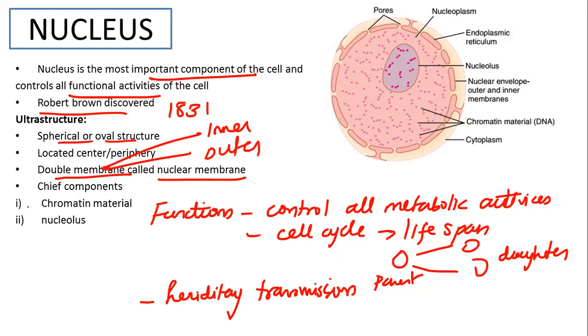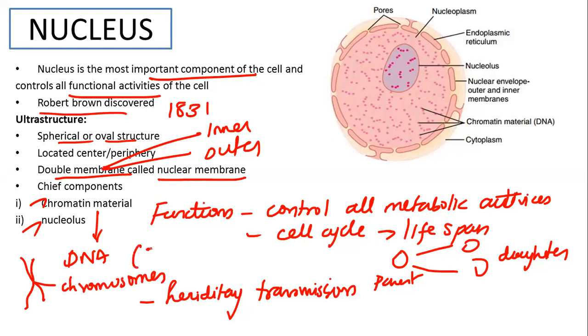So when you talk about the components of the nucleus, chromatin material and nucleolus are both present. Chromatin material is the place where the DNA will be present. This chromatin material will usually be coiled in the form of chromosomes. So totally 23 pairs of chromosomes are there in a human. That's it. This is what you have to remember for your nucleus.